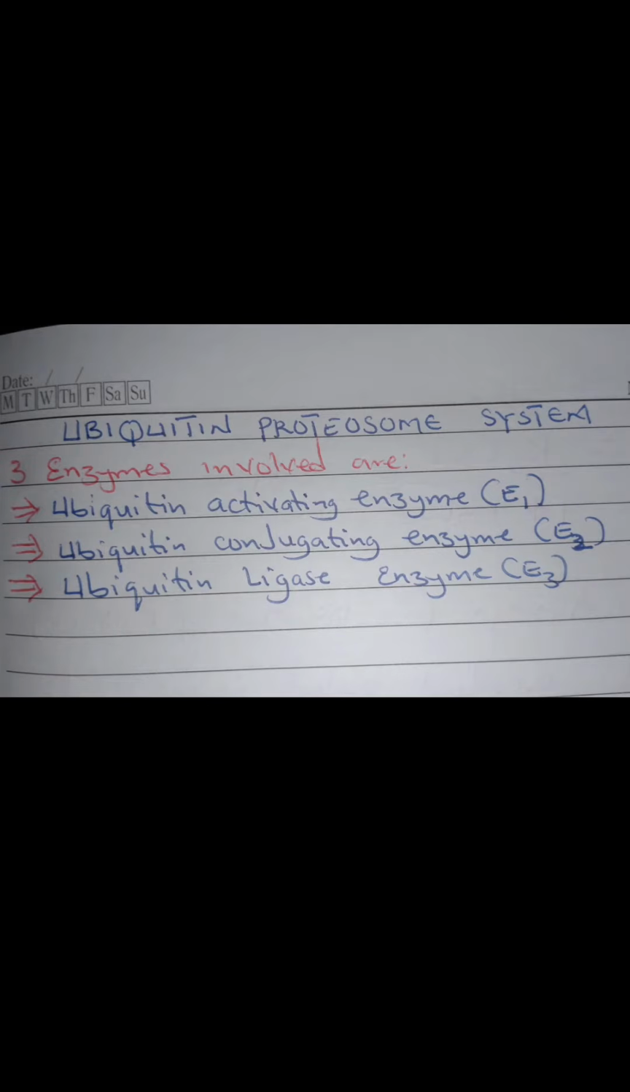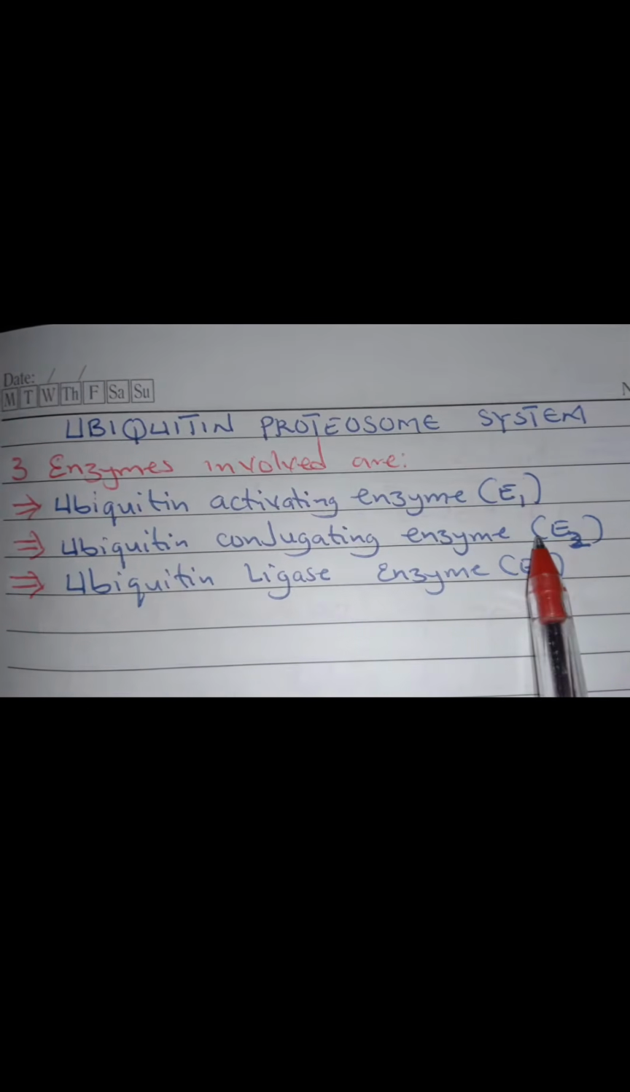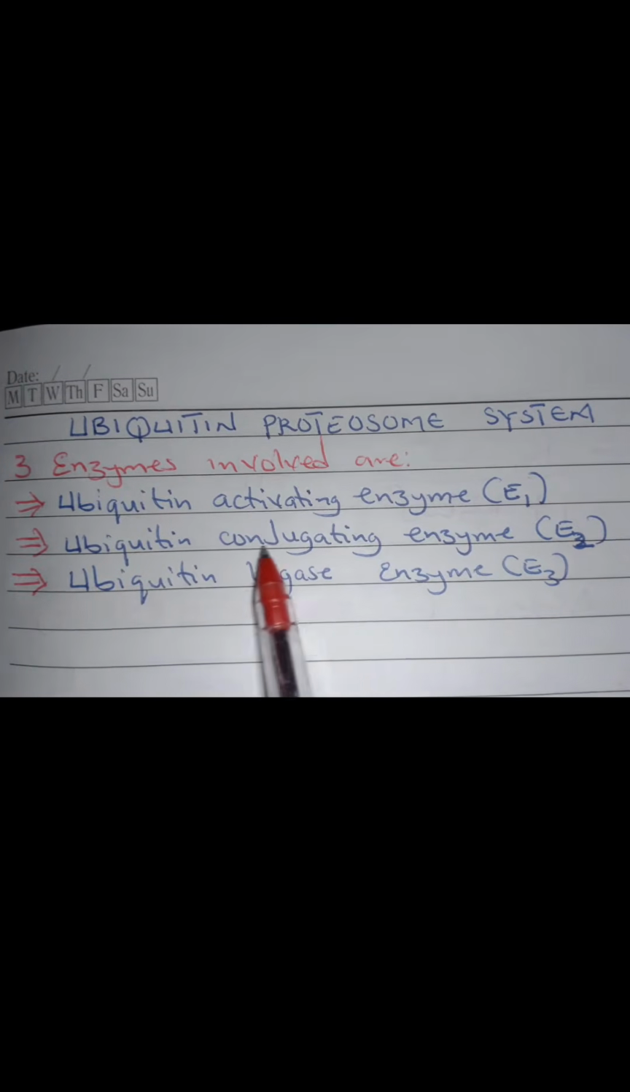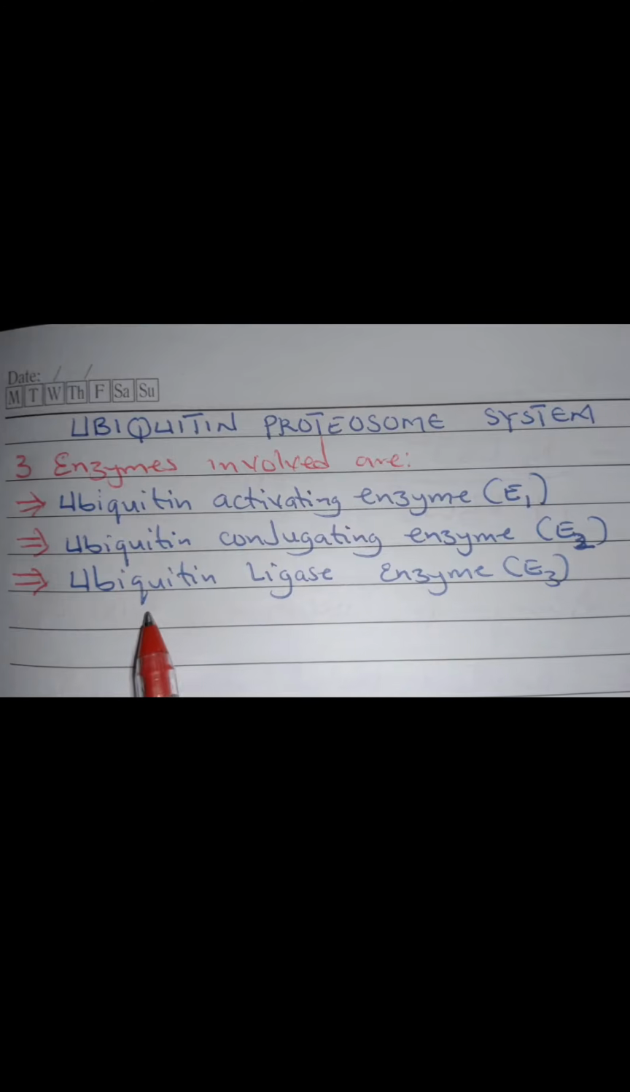And in the ubiquitin proteasome system, there are three enzymes involved. The three enzymes are E1, which is called ubiquitin activating enzyme; then E2, ubiquitin conjugating enzyme; and E3, ubiquitin ligase enzyme. So these are the three enzymes involved in ubiquitination.